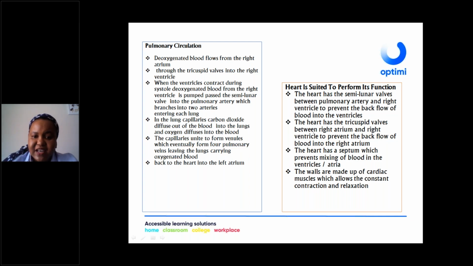Again, why is the heart suited for its function? The walls of the heart are made up of cardiac muscles. This makes it well suited for its function, because there is constant contraction. Remember those systole and diastole. We need muscles for that to happen. So the heart is filled with muscles that allow for constant contraction and relaxation, which allows the cardiac cycle to take place.